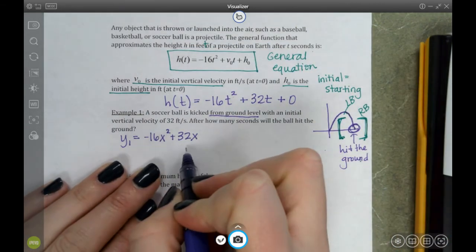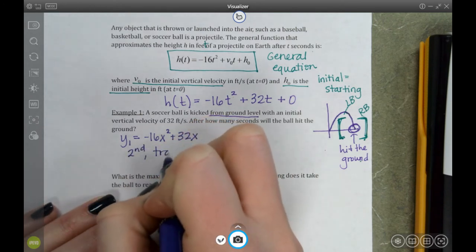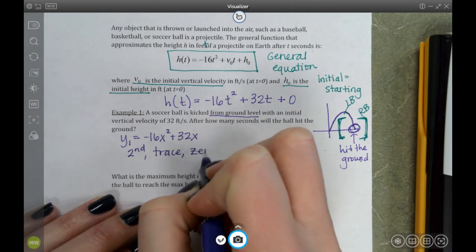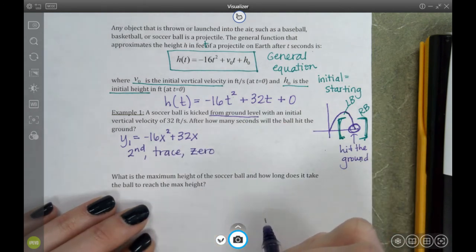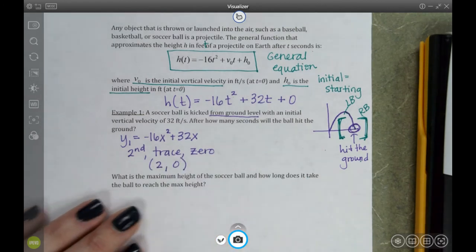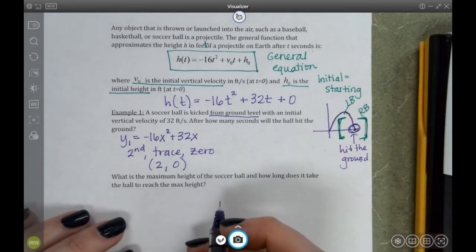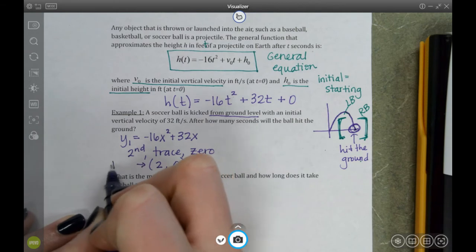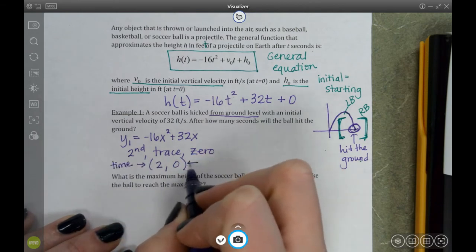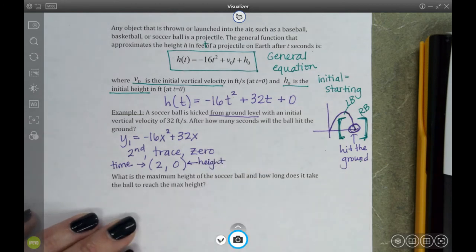So I typed this into y1, then I did second trace, 0, and then once I did that, I got the point to 0. So the coordinates of this point right here when it hits the ground are 2, 0. So that means my time is 2, my height is 0. So after how many seconds will the ball hit the ground? 2.